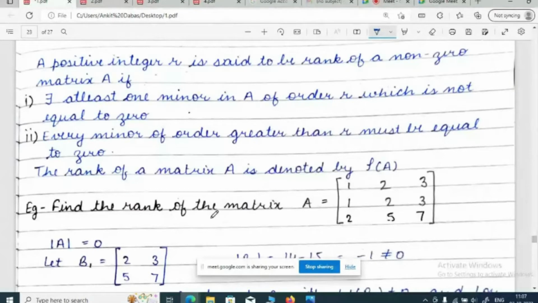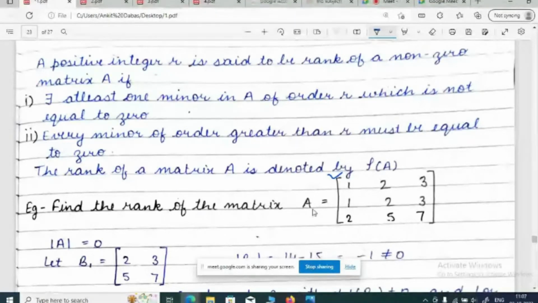But while doing questions, how do we compute the rank of a matrix? If we are given any matrix, we will apply elementary row operations, the three operations that we studied earlier, and convert it into reduced echelon form and check the number of non-zero rows in that form. The number of non-zero rows gives us the rank of the matrix.